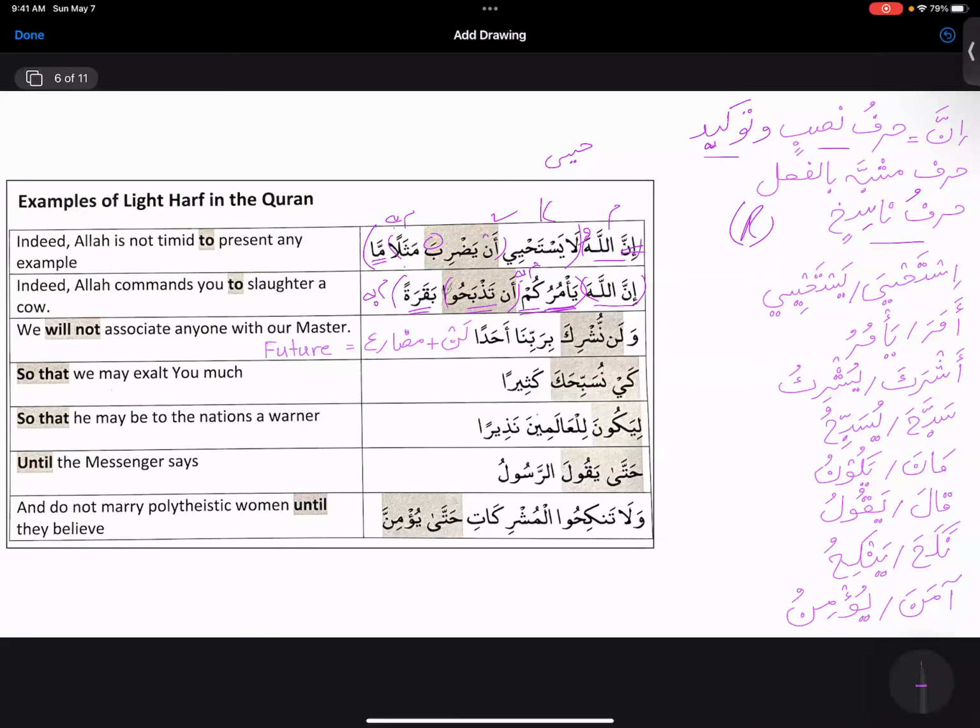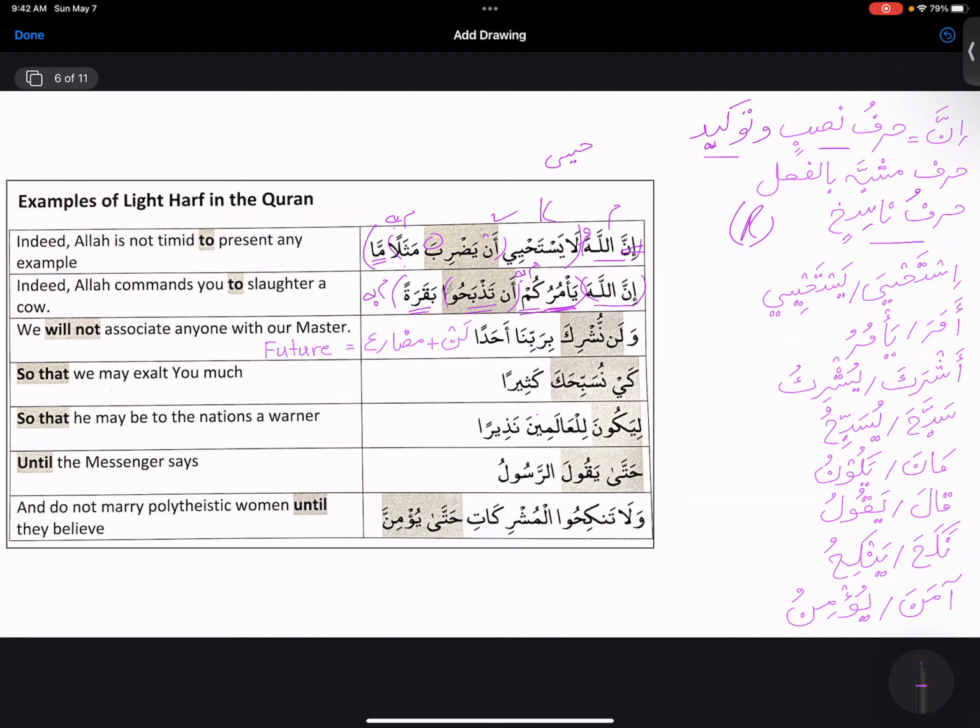Next one. Kay nusabbihaka kathira. So Kay is always giving us the reasoning, right? That is harfu nasibatul mudariya. Then nusabbiha, fe'lun mudariya, mansub bi an kay. Very good. And then fa'iluhu nahnu. Kay is mafulun bihi.